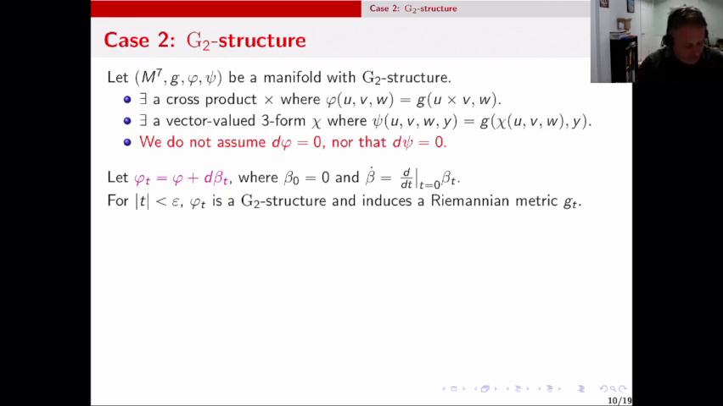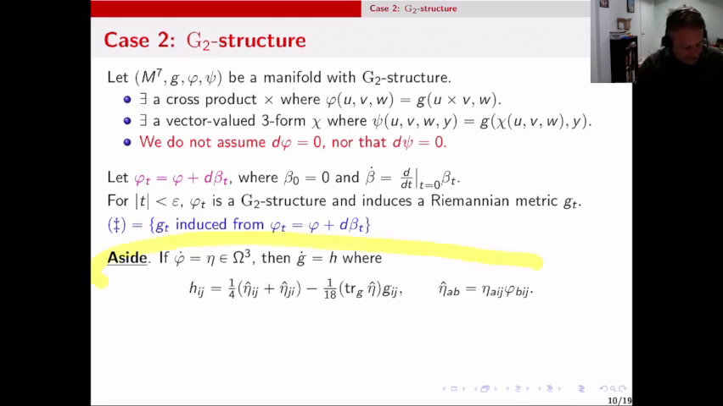So for sufficiently small time, this path phi t will still be a G2 structure, and therefore it will induce a Riemannian metric. It's a fact that any G2 structure induces a Riemannian metric in a very complicated, very nonlinear way. Okay? So let's look at the class of metric variations upstairs that are obtained by varying the 3 form in the direction of exact 3 forms for small time, and that gives us a family of Riemannian metrics upstairs.